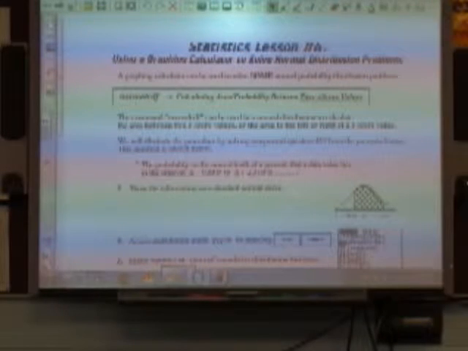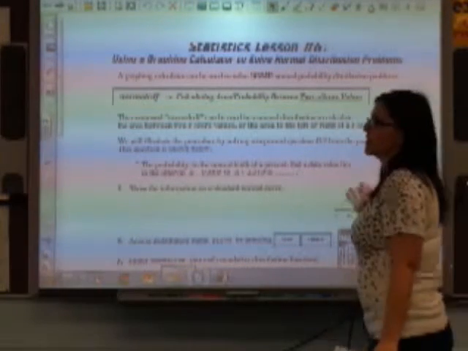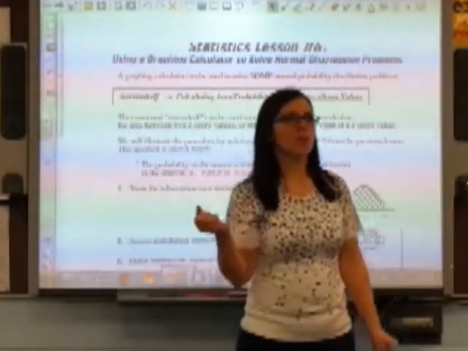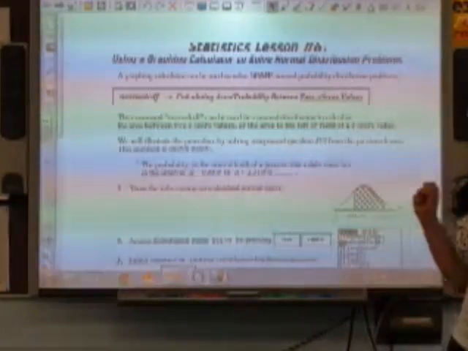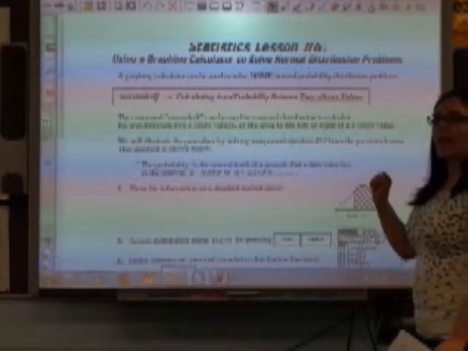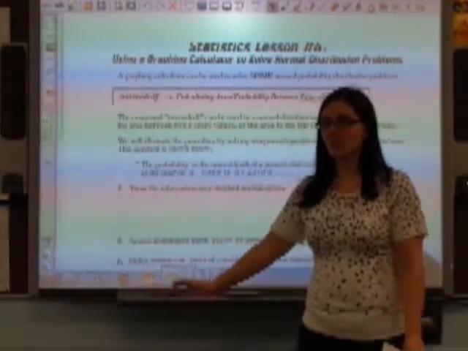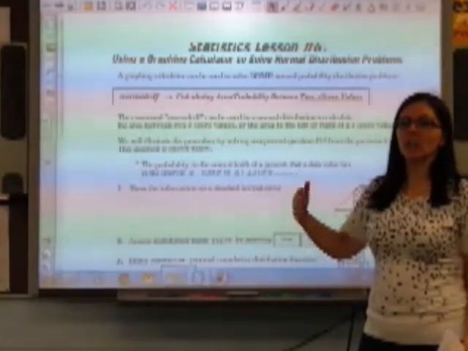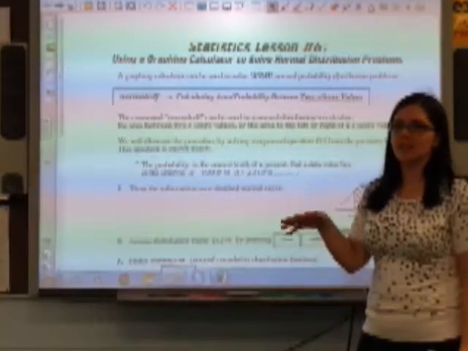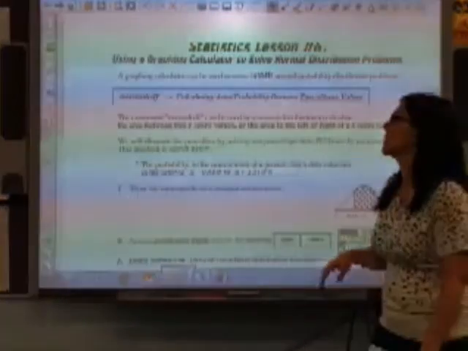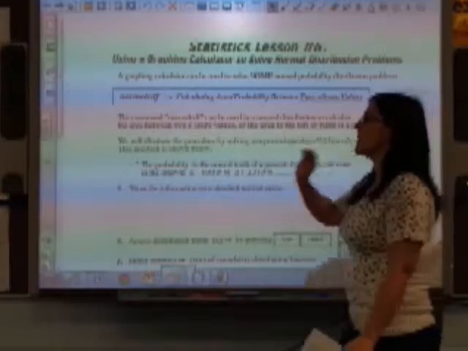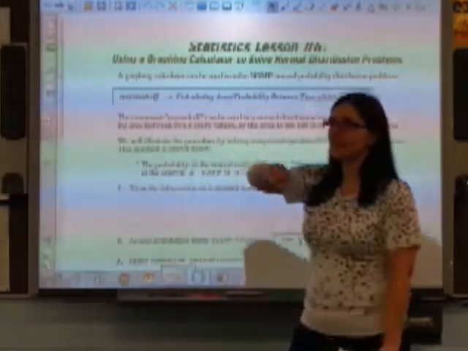So if we look at lesson number 6, it takes lesson number 4 and 5 and uses the graphic calculator to solve them. Instead of referring back to the z-score tables, your calculator has basically been programmed to have the z-score table in the calculator. So there is a function called normal CDF.